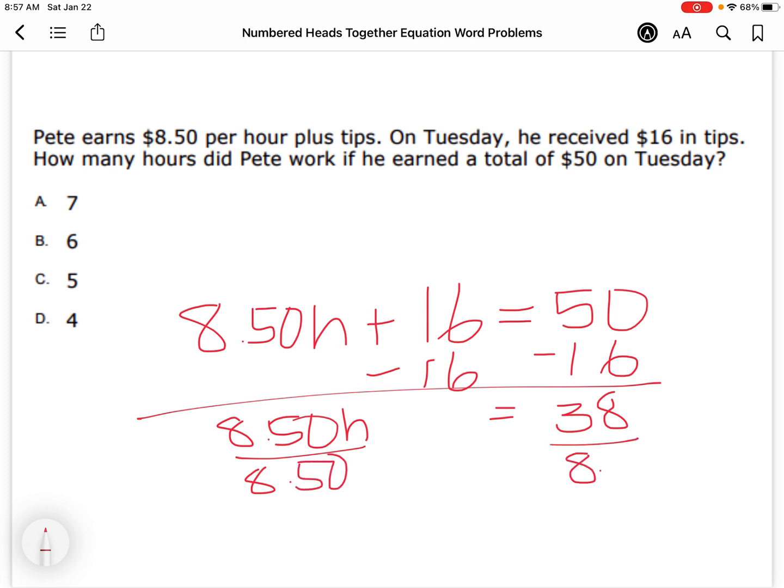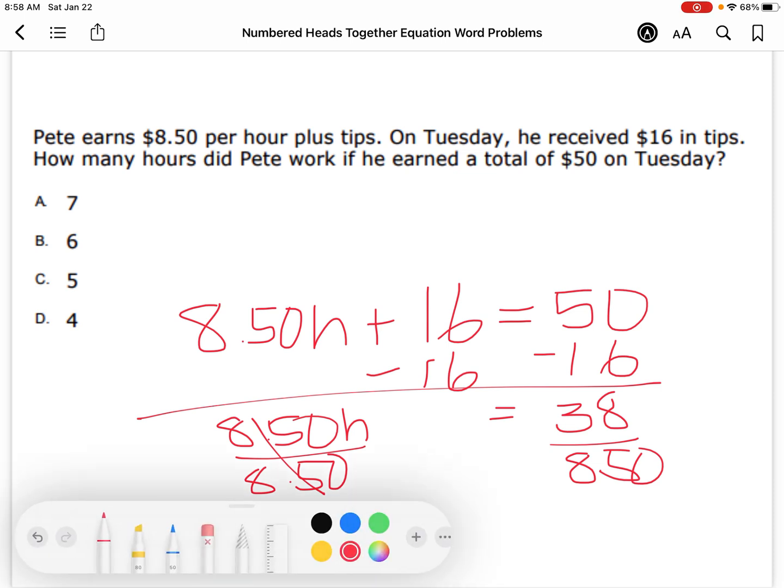Remember, waiters and waitresses make very low wages because it's thought that they make up their wages in tips. So $38 is what his hourly rate was, and then I'm dividing it by $8.50. Did I subtract? Oh, I didn't subtract that right. That should be 34.